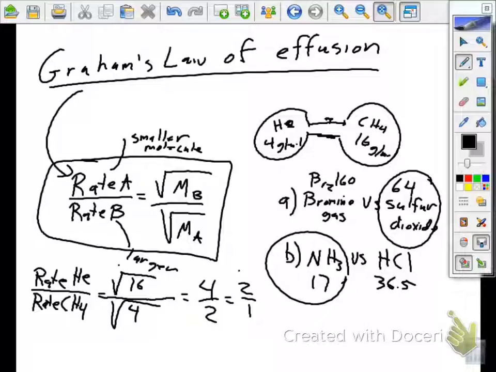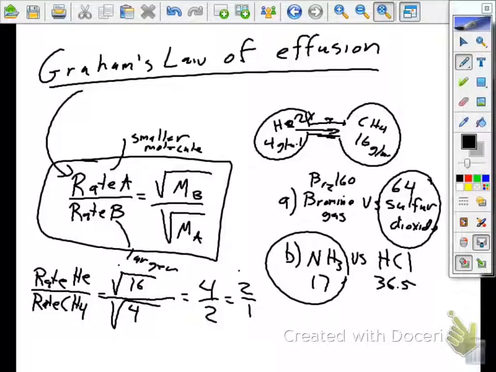So how much faster is helium than CH4? Twice as fast. Twice as many molecules move through this opening here. 2 times. Okay? Versus coming the other way. Does that make sense? Right.